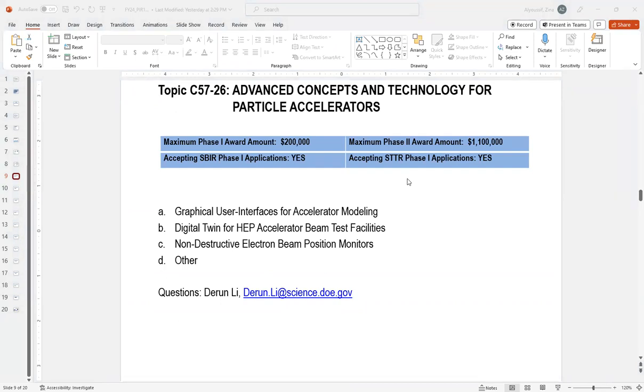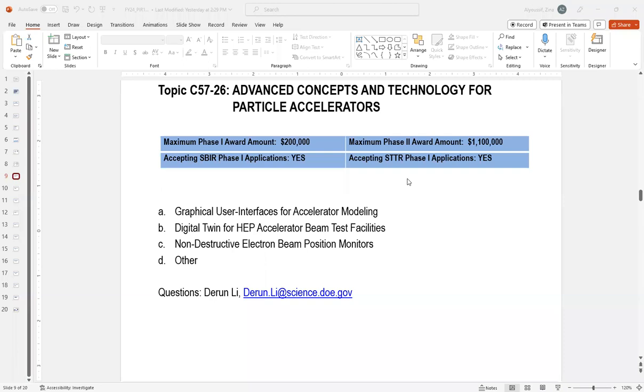So the first one is a graphic user interface for accelerator modeling. For this particular one, we're looking for a more user-friendly, intuitive interface to allow physicists to do more sophisticated modeling of accelerators from end-to-end simulations. We have programs which can do each individual component by pieces. We really would like to see an integrated user interface allowing us to do these simulations more effectively. That's what we're looking for.